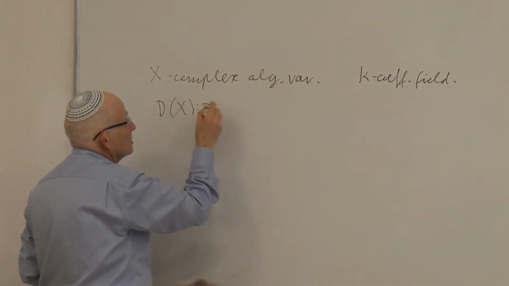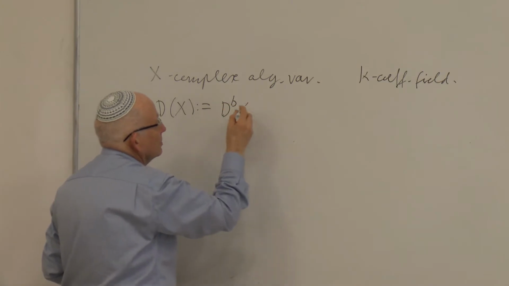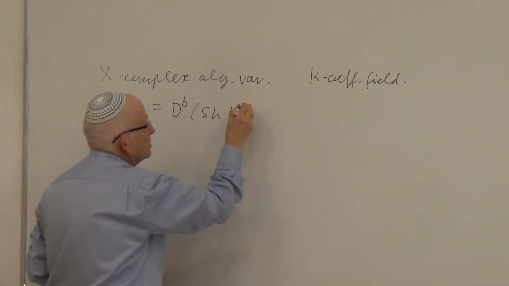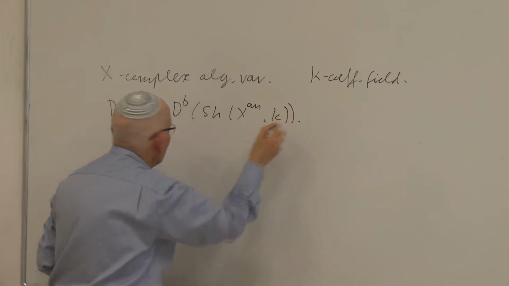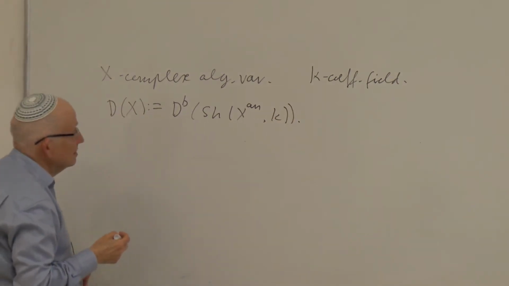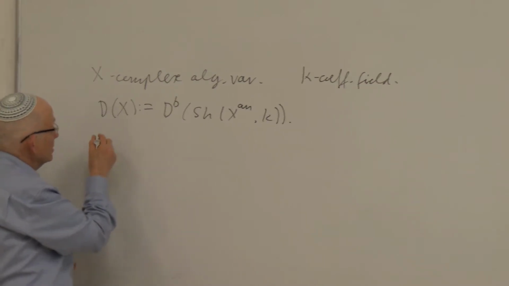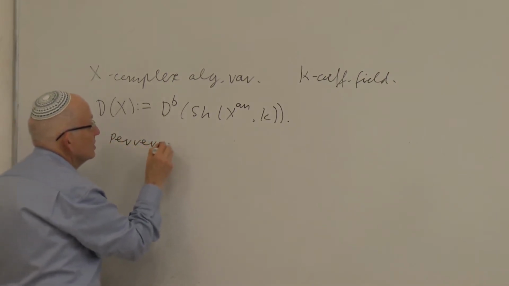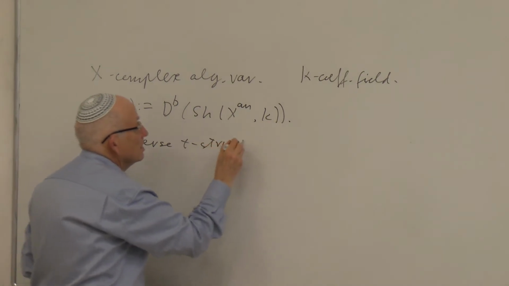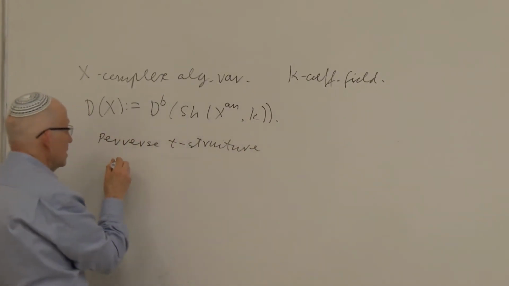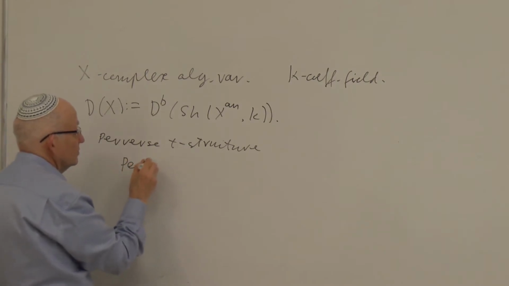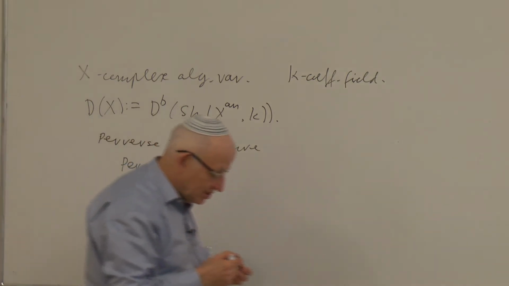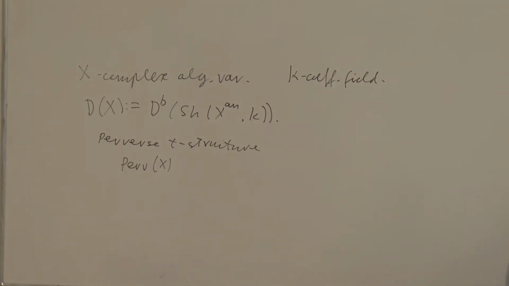D of X is just the bounded derived category of sheaves on the analytic space X with coefficients in K. This is a triangulated category, and we discussed that there is a perverse t-structure. The heart of the t-structure is the category of perverse sheaves on X, which is an abelian category, and I tried to explain that this is a real character in the story.